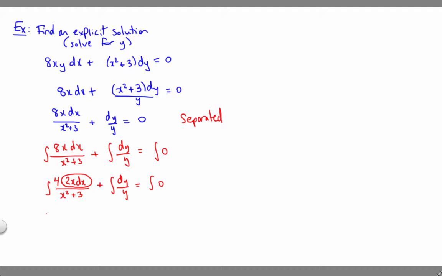Okay, so here we go with our integration. We're going to get 4 times ln of x squared plus 3 plus ln y equals, and on the right side, when we integrate 0, we get a constant, so I'm going to call that C1. Notice that we don't necessarily need a differential on here. We don't necessarily need it to say 0 dx or 0 dy. No matter what our variable of integration is, we're going to get a constant when we integrate 0.